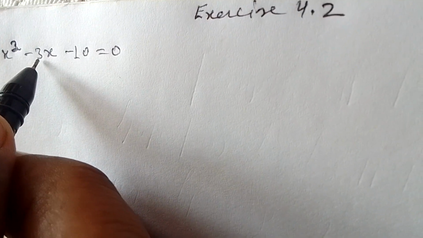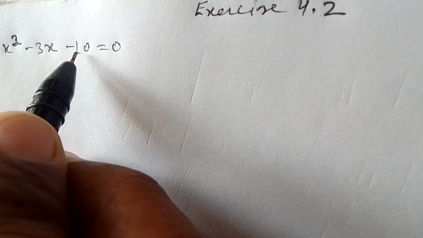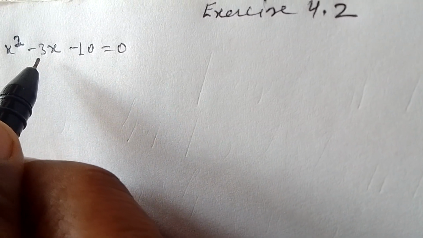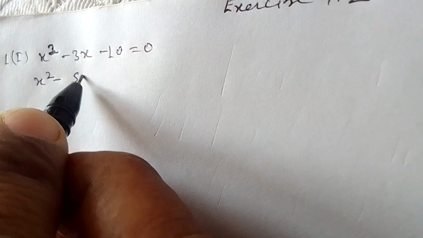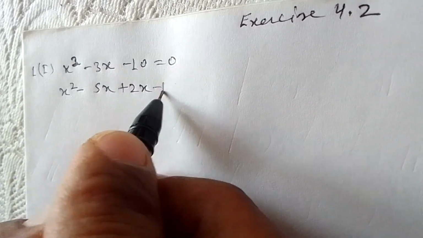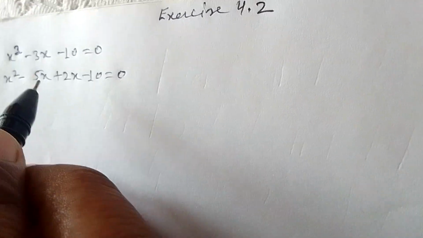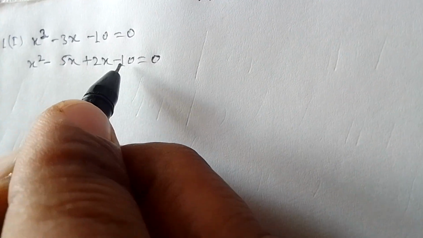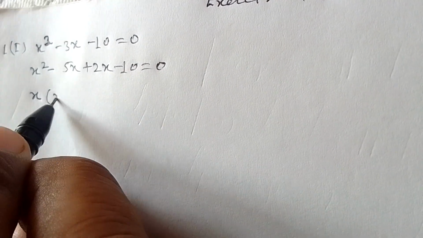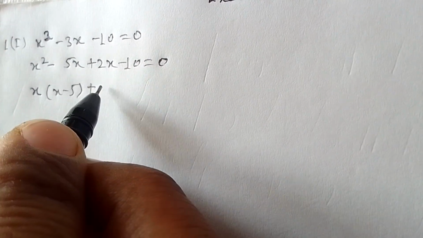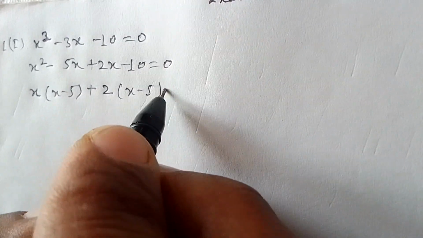Now we will break −3x into two parts such that the product of those parts becomes −10 and the sum becomes −3x. So x² − 5x + 2x − 10 = 0. Here −5x + 2x becomes −3x and 5 multiplied by 2 becomes 10. So x is common in the first two terms, giving x − 5, and 2 is common in the last two terms, so it becomes (x − 5) = 0.